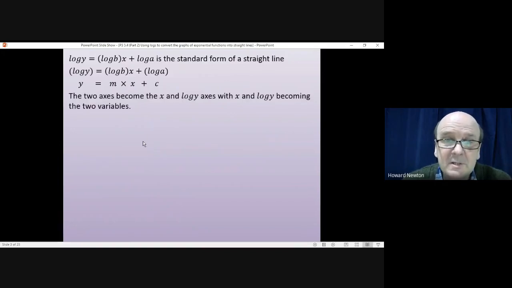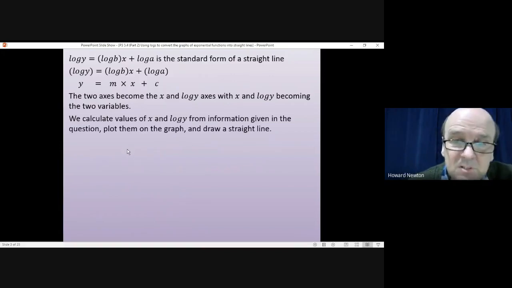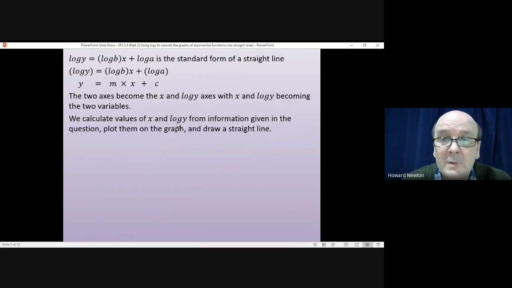The two axes: the x-axis stays as the x-axis, but the y-axis will become the log y-axis. And as we said, x and log y will become the two variables. We calculate values of x and log y. Values of x we don't need to calculate, they'll be given to us in the question, but values of log y we do need to calculate from the information that we're given.